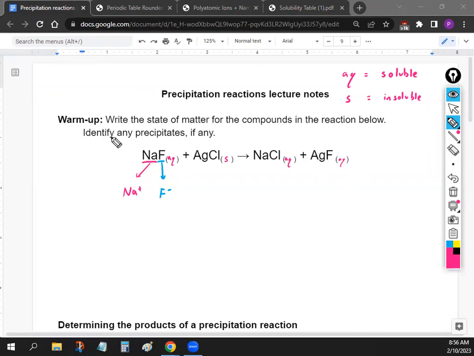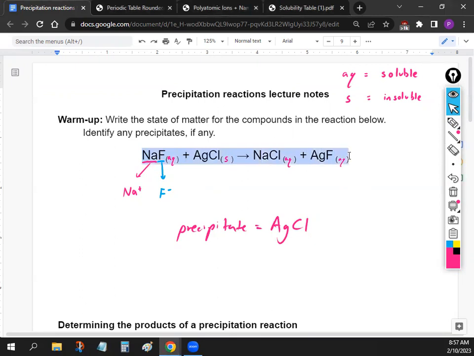All right, the next thing we need to do is identify any precipitate, so anything that does not dissolve in water. So which out of these four compounds is the precipitate? Yeah, AgCl. So the precipitate is AgCl. And that's it. Okay, so just make sure you guys have a good understanding of that, because today what we'll be doing is making it a little bit harder. Instead of me giving you the full equation, this time you're going to have to figure out the back side of the equation. What chemicals are made based on the starting chemicals. Okay.